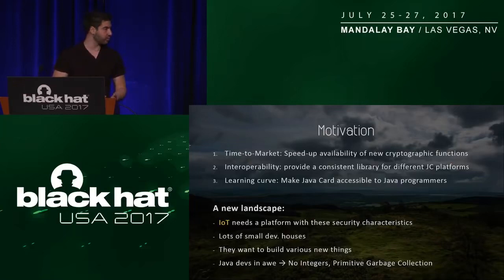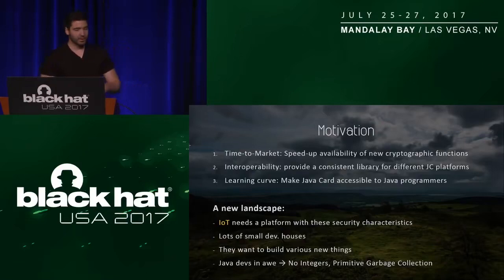Then we also aim to improve the situation with interoperability between cards. So our project should be able to provide a consistent library between different JavaCard platforms. And we also want to make it easy for Java developers to move to JavaCard, because even though JavaCard and Java are similar in name, in practice they are completely different.